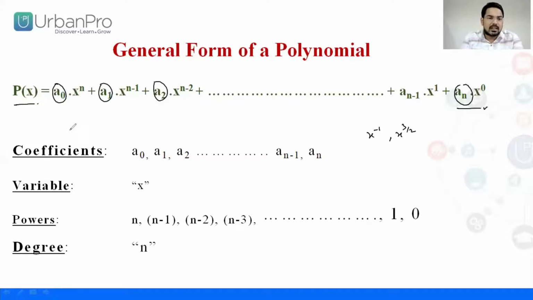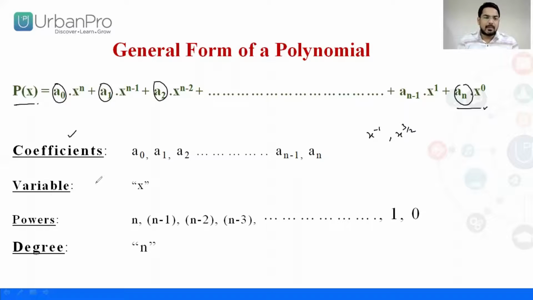So these are called coefficients of the variables, coefficients of the terms, of the powers of the variable, right? So if I ask you the coefficient of x raised to power n, you'll say a0 is the coefficient of x raised to power n. If I ask you the coefficient of x raised to power n minus 2, you'd say a2 is the coefficient of x raised to power n minus 2.